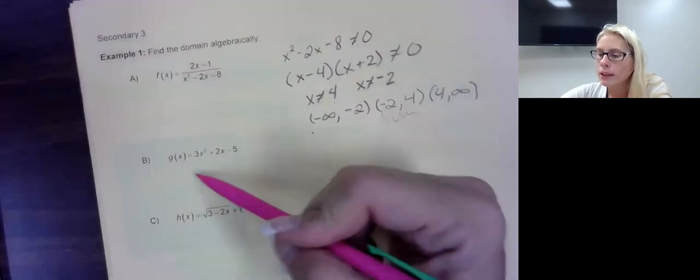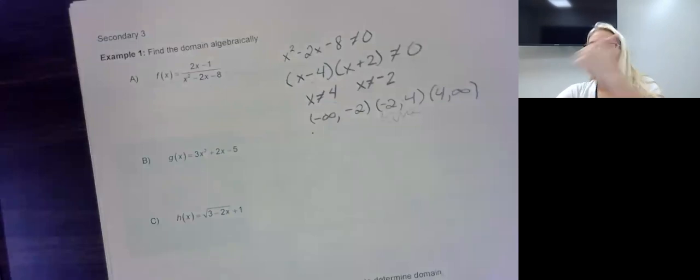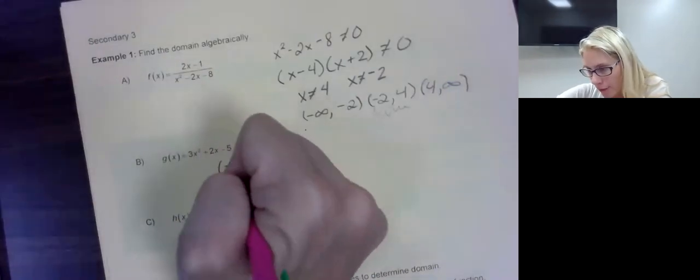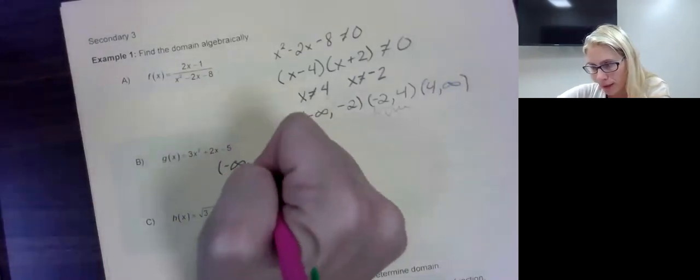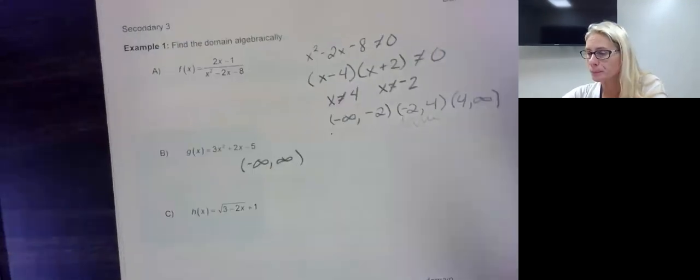B, if I look at this function right here, are there any problems with this function? Hopefully you're saying no, because it's not rational and it's not an even root. So when there is no problem with the function, your domain is -infinity to infinity. And you're done. Now you're going to have to recognize those.